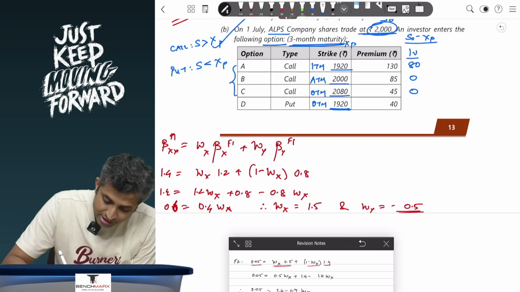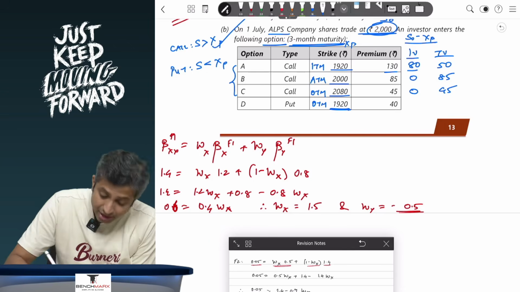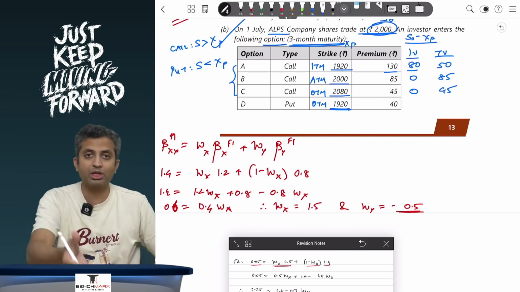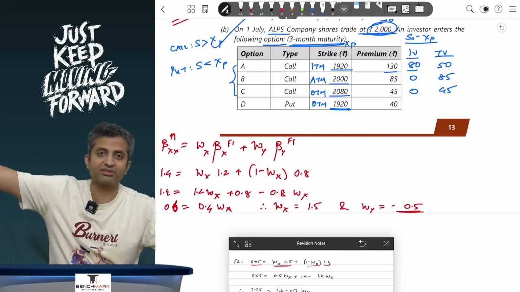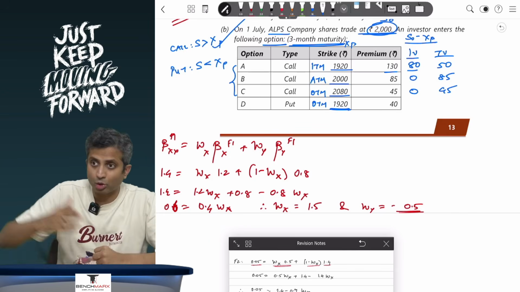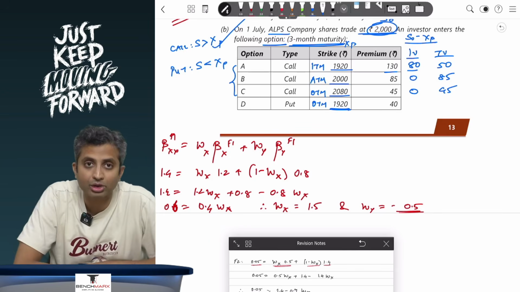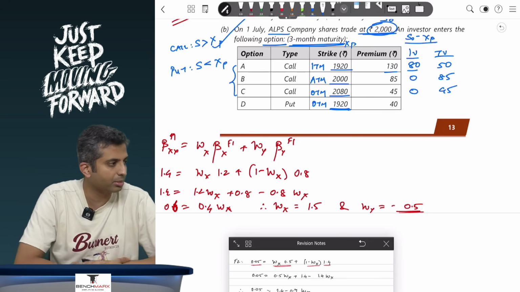However, the option still has a 45. So that is the time value. So when I look at the time value, well, this is 130 minus 80, which is 50. This is 85, entirely time value. This is 45, entirely time value. Why are people ready to pay 45? Today the price is 2000, the exercise price is 2080. Why are people ready to pay? Well, there's no intrinsic value as of now, but there are still 3 months remaining for the option maturity. So maybe for the time that is available, people are ready to pay probably 45.